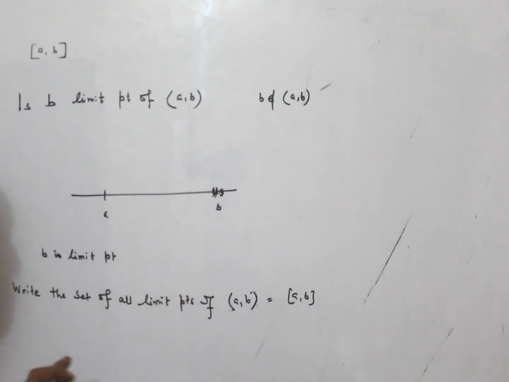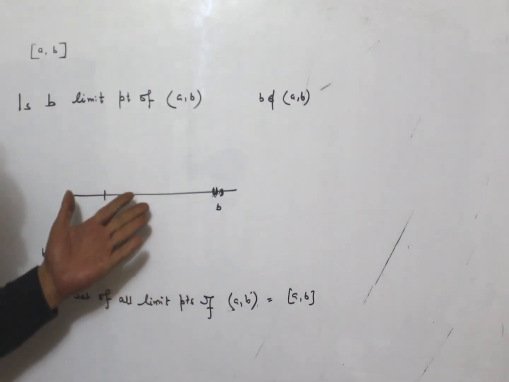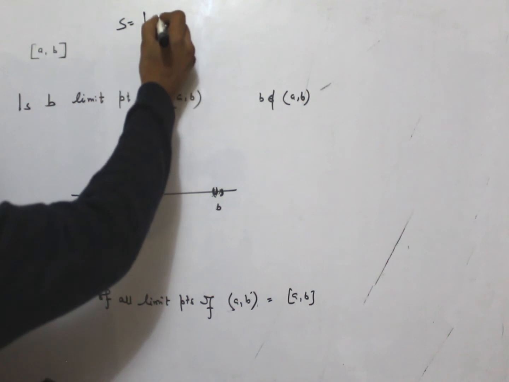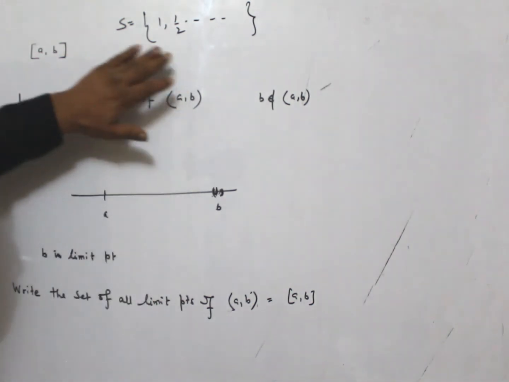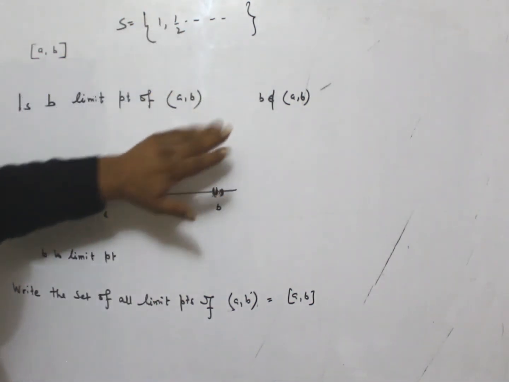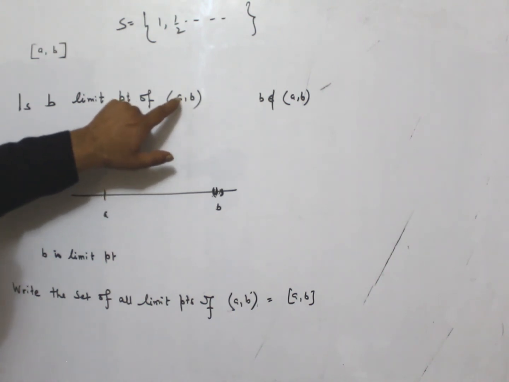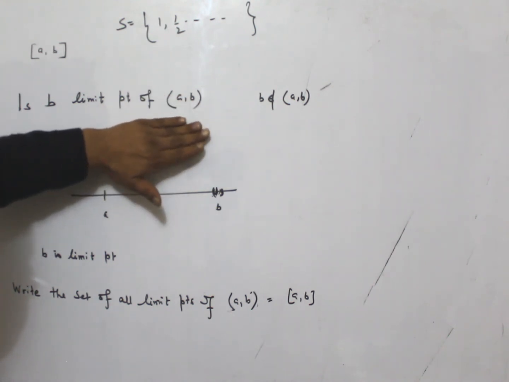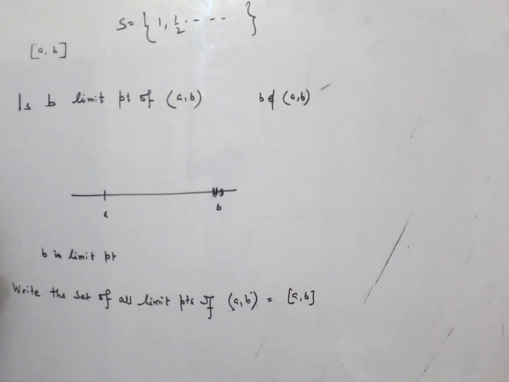So it is not necessary that the point must belong to the set. The same case we discussed in the example of S. Here also 0 is not an element of S, but 0 is the limit point. And the same here in the open interval, A and B are both not elements of this set. They are outside, but still they are limit points. So this you need to understand.